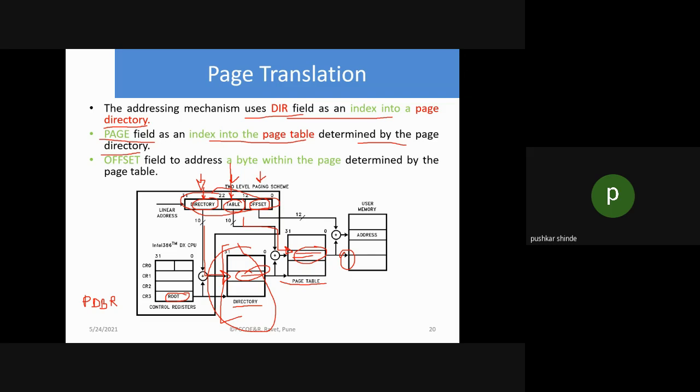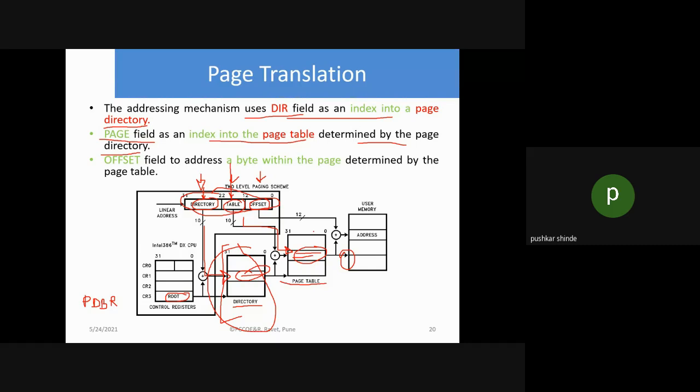Yes, how much will it be? 1024, it is 1K into 4 bytes. It is 4 kilobytes, not 4 MB. Sorry, it is 4 kilobytes. 1K into 4 bytes is 4 kilobytes. The size of a page directory is 4 kilobytes.